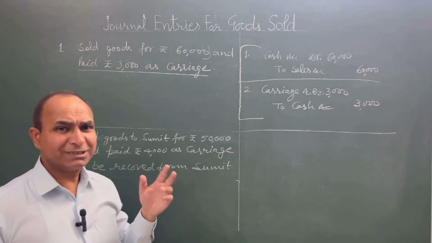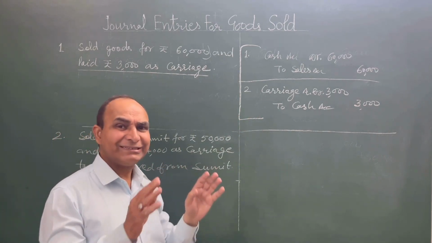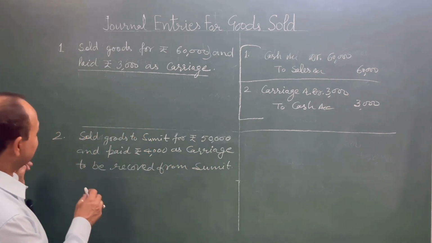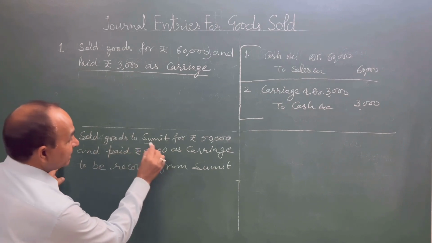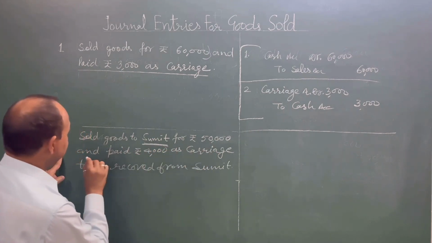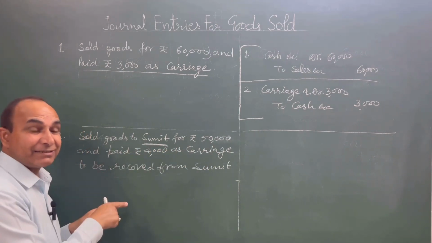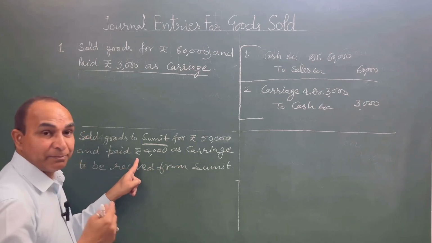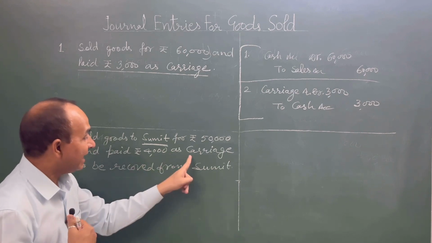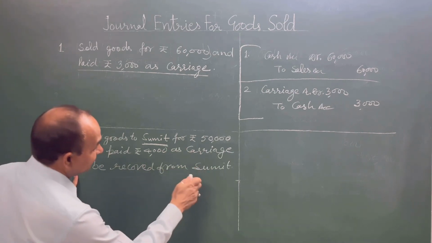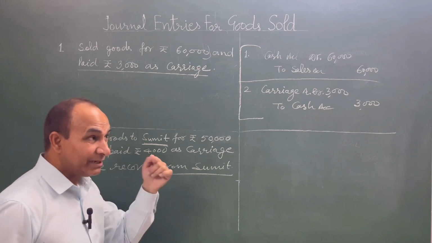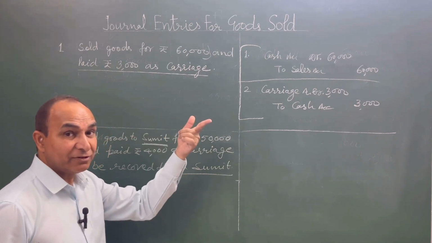Now come to the second transaction. There is a variation which you need to understand for journal entry purposes. See the transaction: sold goods to Sumit for rupees 50,000. This is a credit transaction, and rupees 4,000 paid by us as carriage, to be recovered from Sumit. It means carriage is paid by us, but later on that amount will be recovered from Sumit.